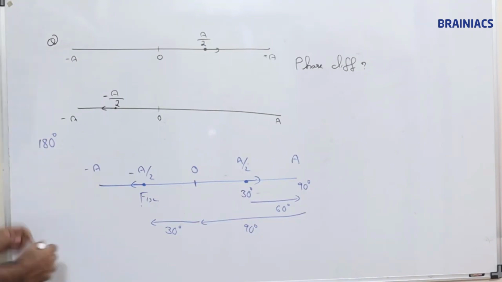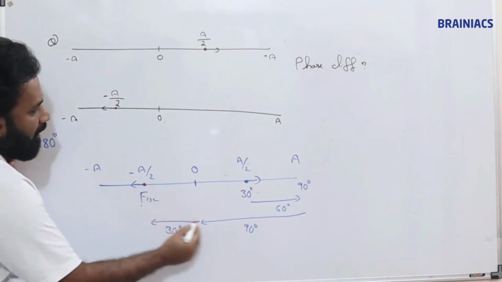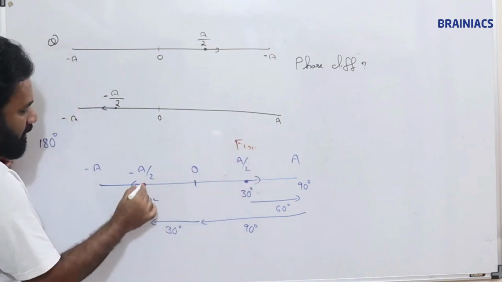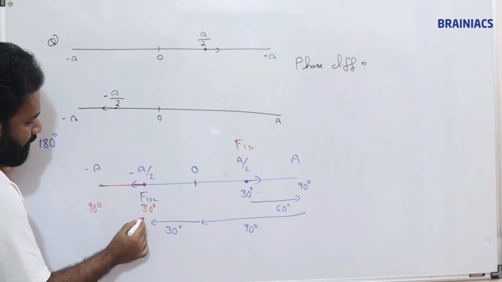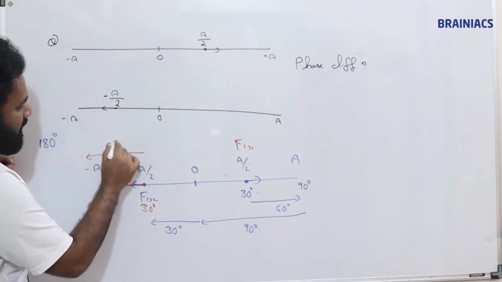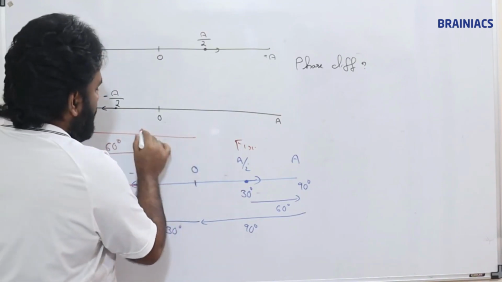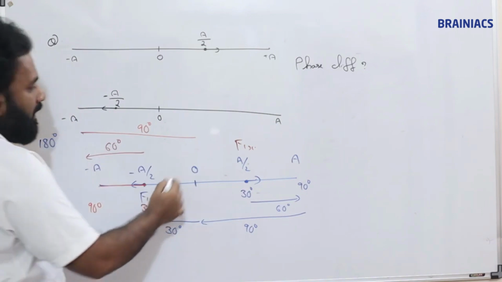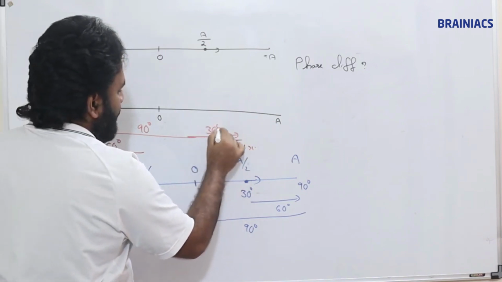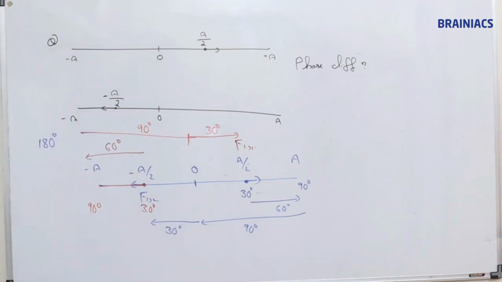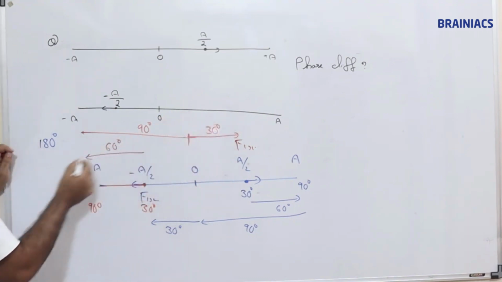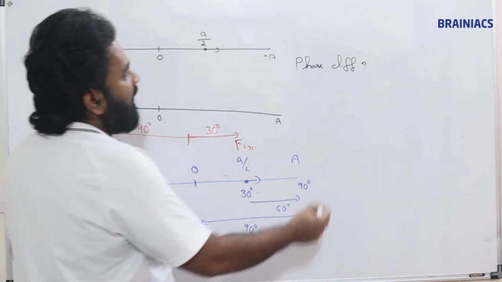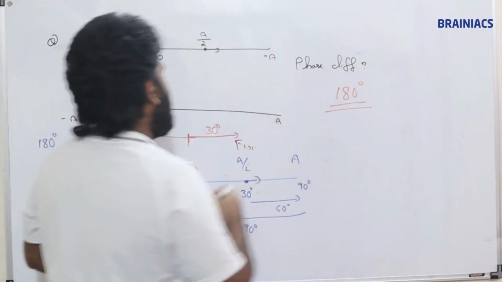Let us try with the other one. Now we will fix this and move this. This is 30 degree, and this is 90 degree. When we move in this direction, it has moved 60 degree. After reaching here, it will come to 90 degree. Then again it will move to this one, which is 30 degree. So what is coming here? In both the cases we are getting 180 degree, 60 plus 90 plus 30. So the phase difference, the answer, is 180 degree. Clear?